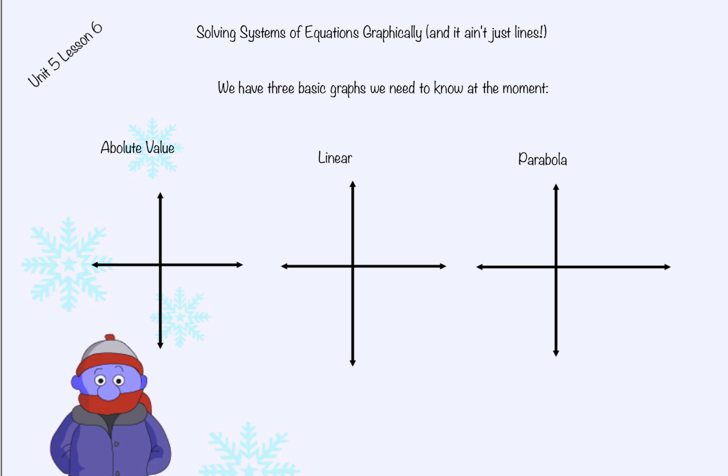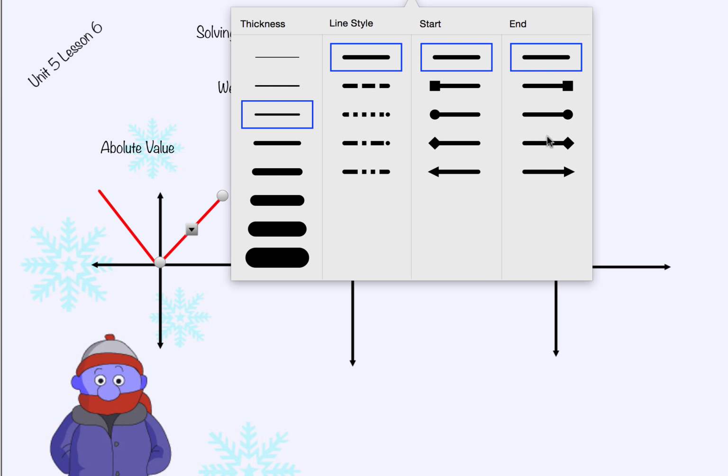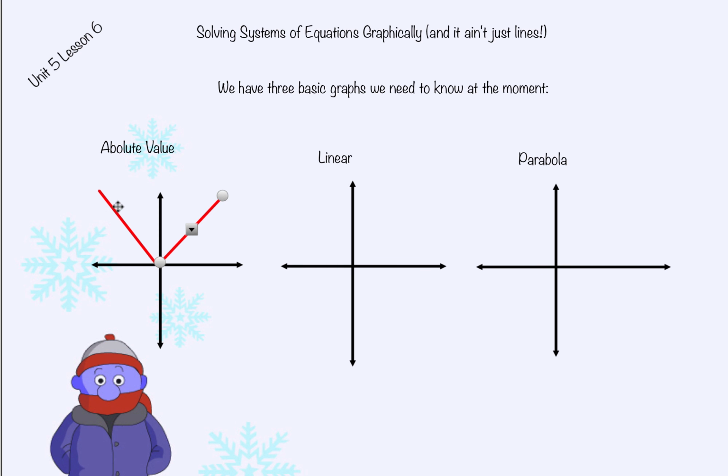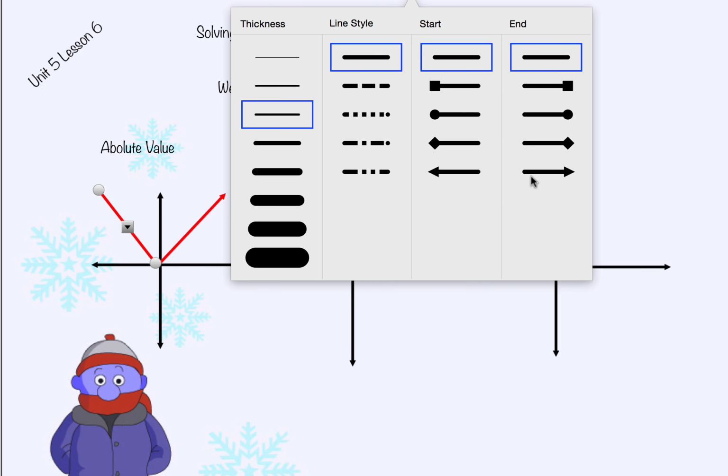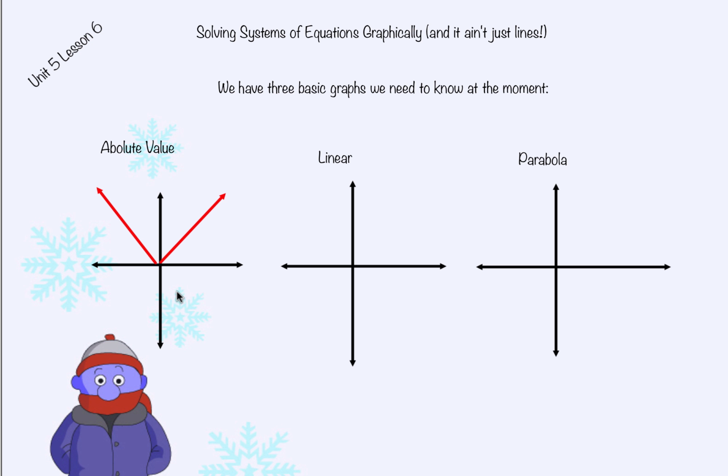An absolute value, you may remember, looks like this, and we saw it in the beginning of the year. It's two straight lines going off in a V shape. And of course, on the end, we have arrowheads to represent that it goes on forever and ever. Straighten that out, make that look pretty. Then we have, of course, our linear function, and our linear function is basically a straight line.